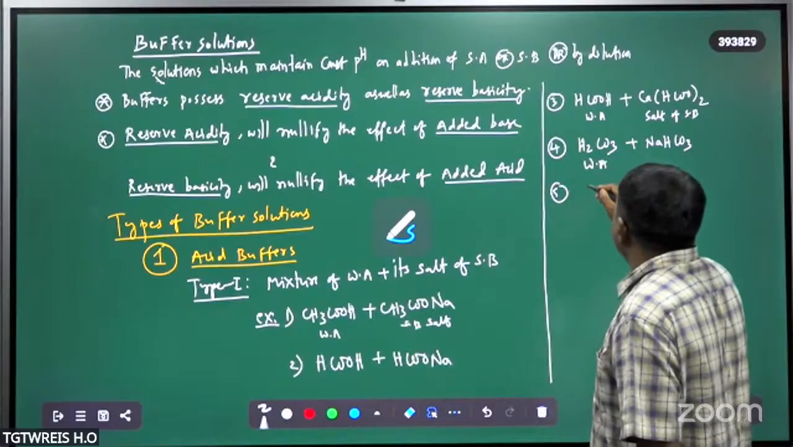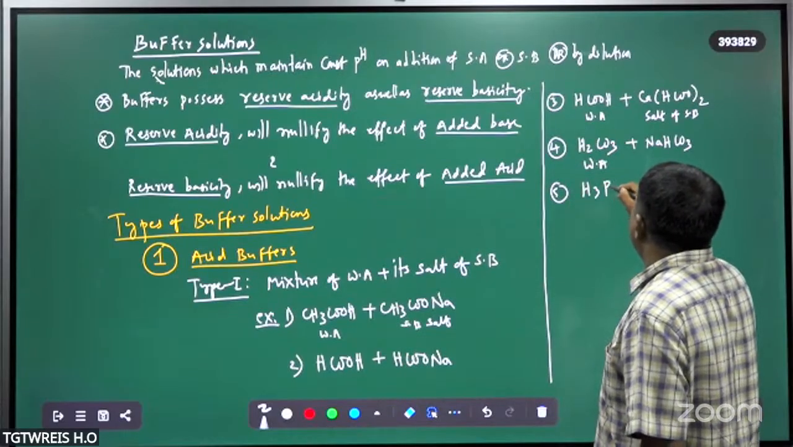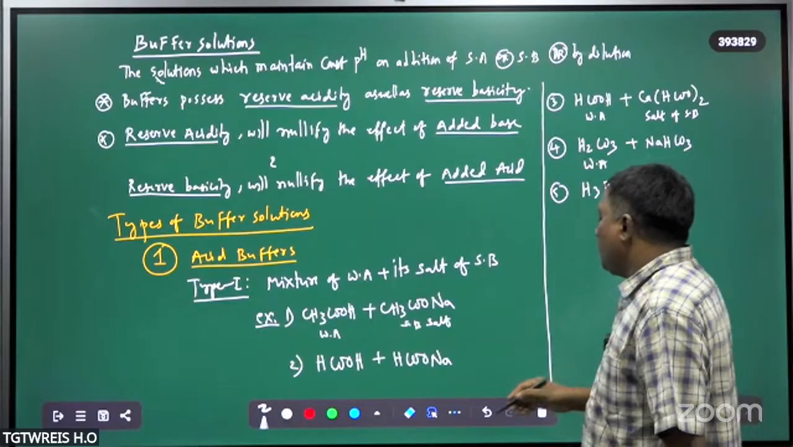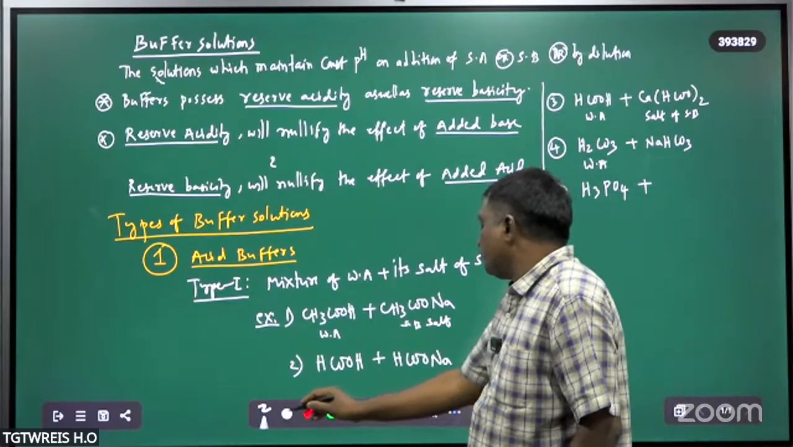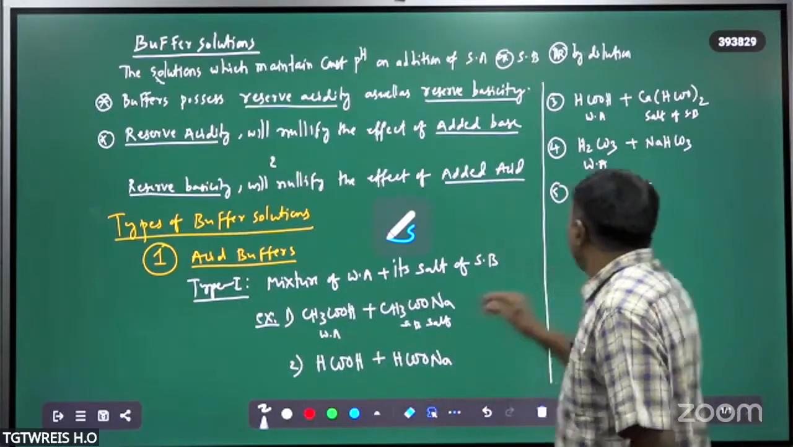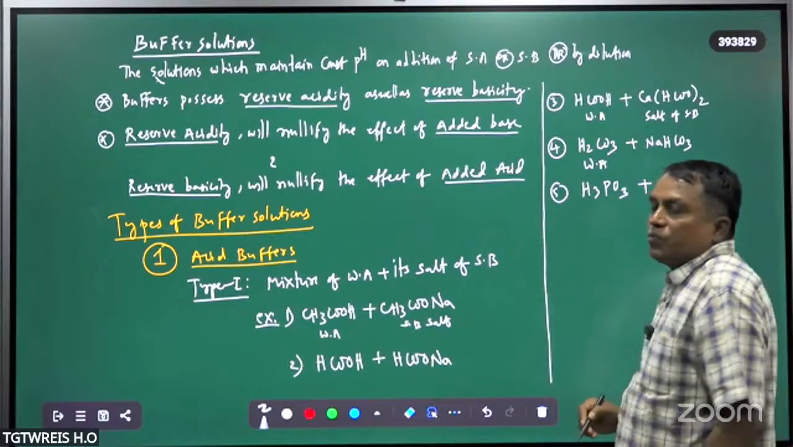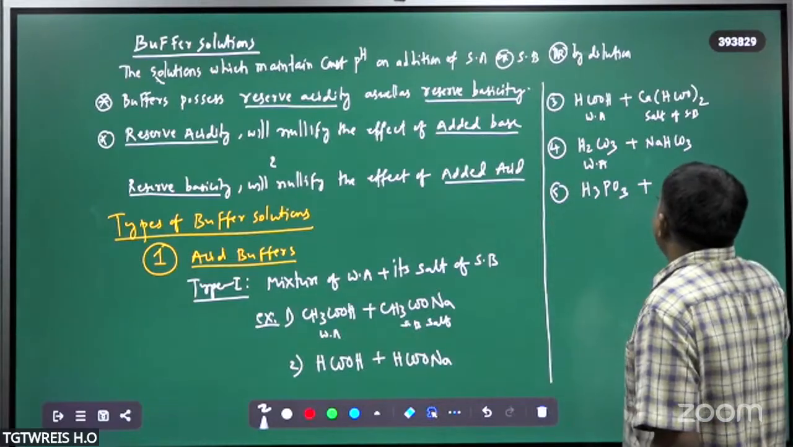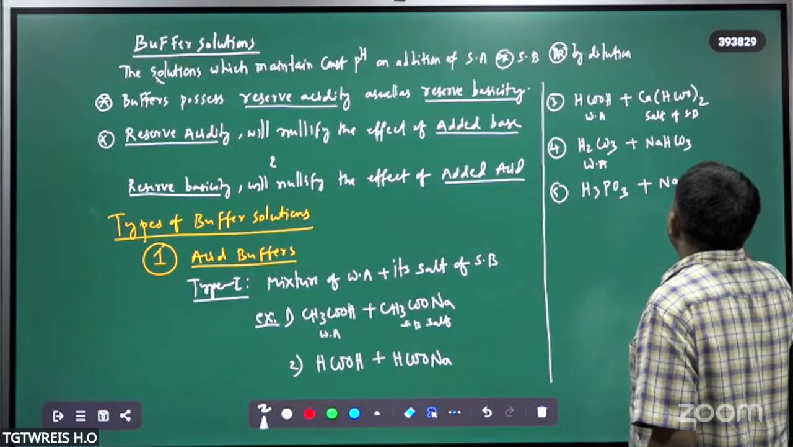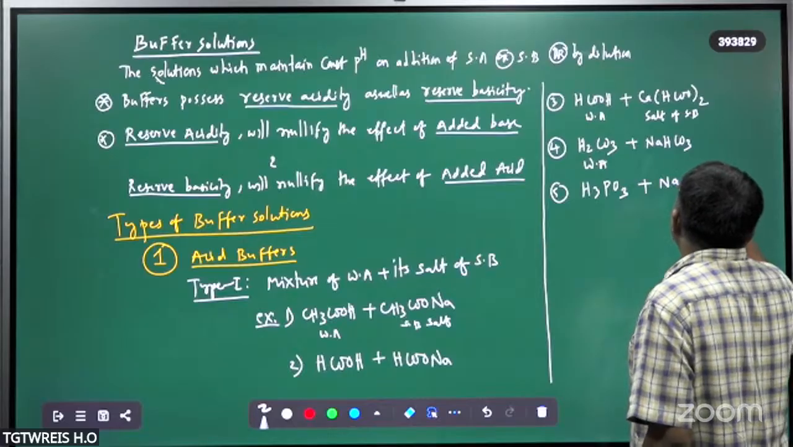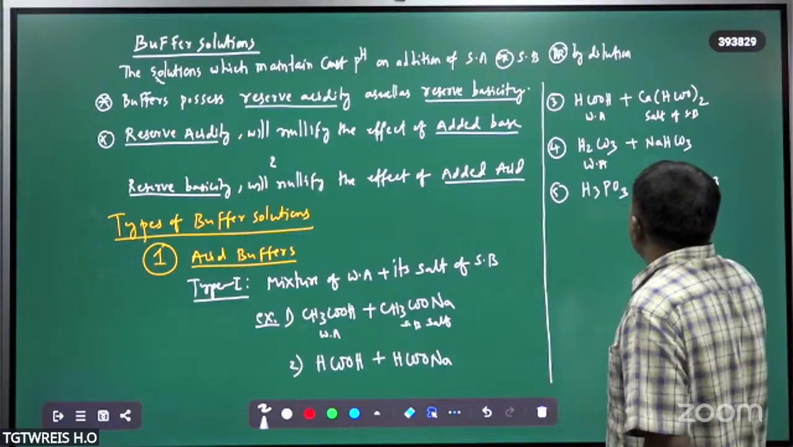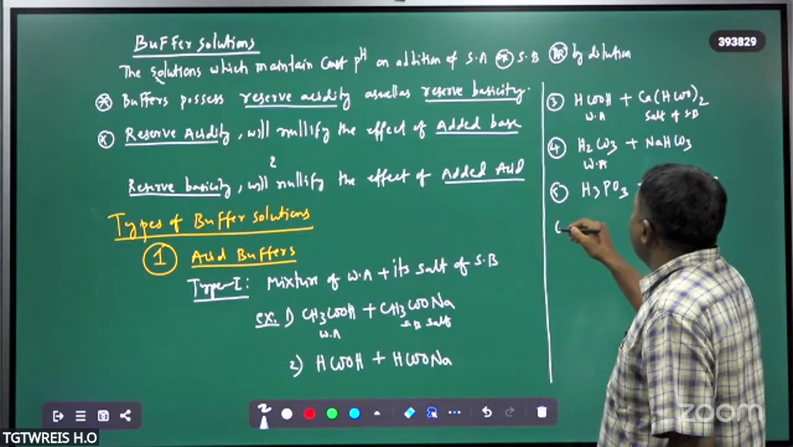And the fifth type is, suppose you take H3PO3, phosphorus acid, and Na2HPO3. So it is the salt of a strong base. It is also acting as a buffer.